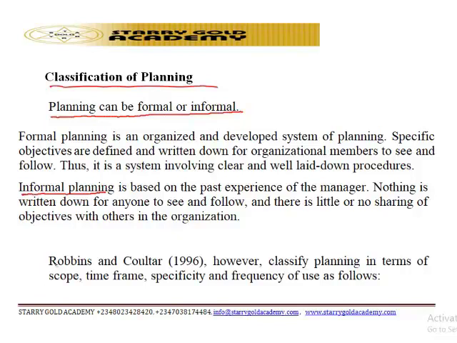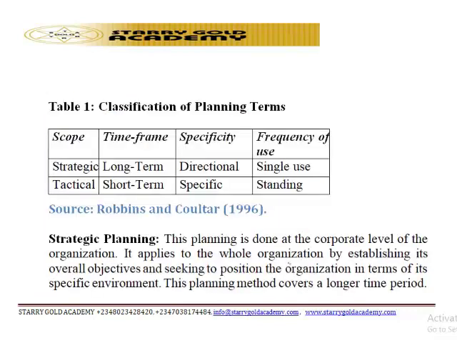And according to Robbins and Coulter in 1996, however, these people classify planning in terms of the scope, time frame, specificity, and frequency of its use. And that's why they bring this table. When we are talking of scope, we have planning in form of strategic planning or tactical planning. We are talking of the area this planning covers. And when we are talking of time frame, it could be long time or short time. And not only that, we have directional and specific planning under specificity. And lastly, the frequency of use, we could have single use plan or standing plan.